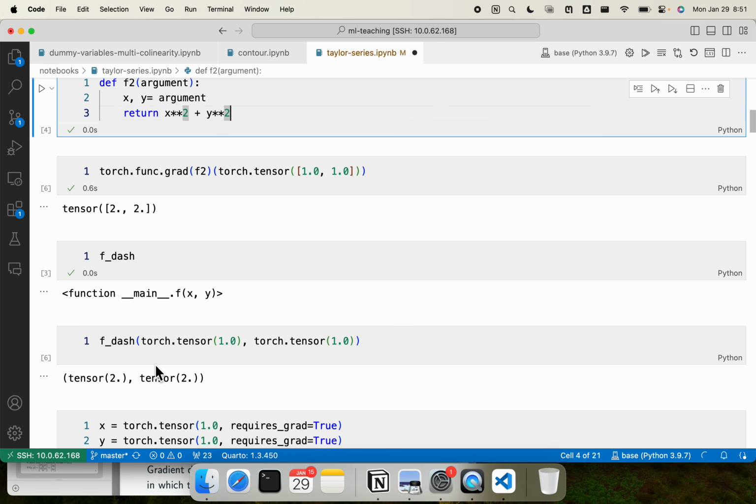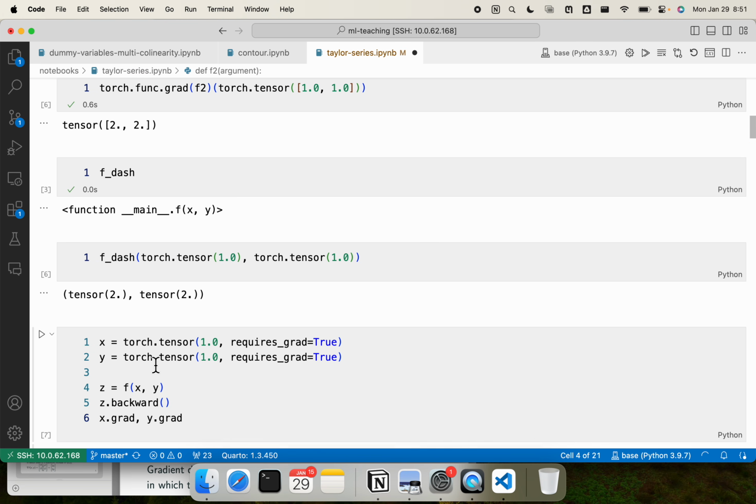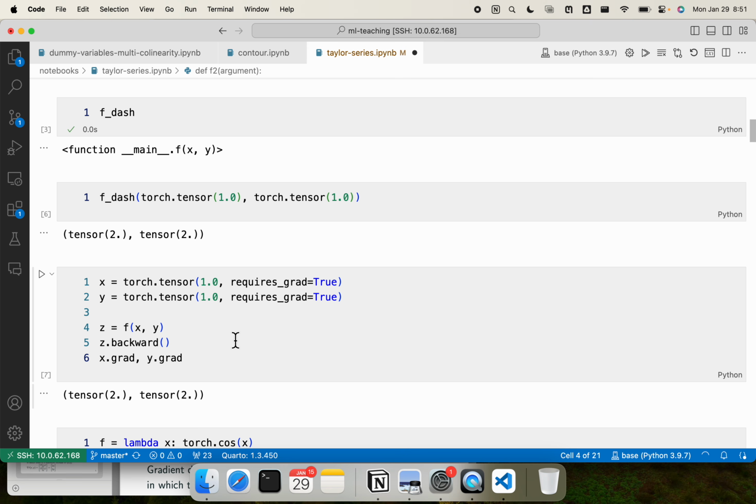And the more popular way, which you will see in many PyTorch tutorials, is to call something known as the dot backward method. So I define two tensors. I say that we require the gradient with respect to these quantities. So I mention torch, I give the value, give requires_grad equal to True, compute z equal to the function of x, y, z dot backward, and x dot grad, y dot grad if I compute, it gives me the same set of values, 2, 2.